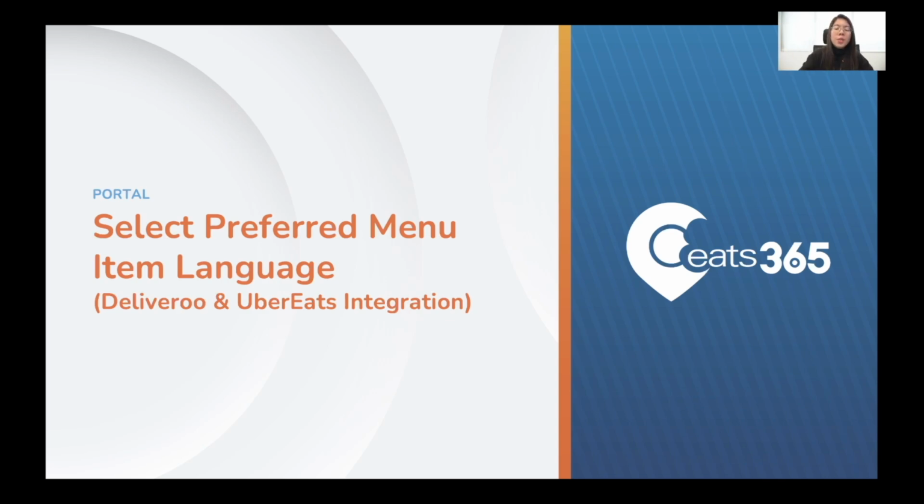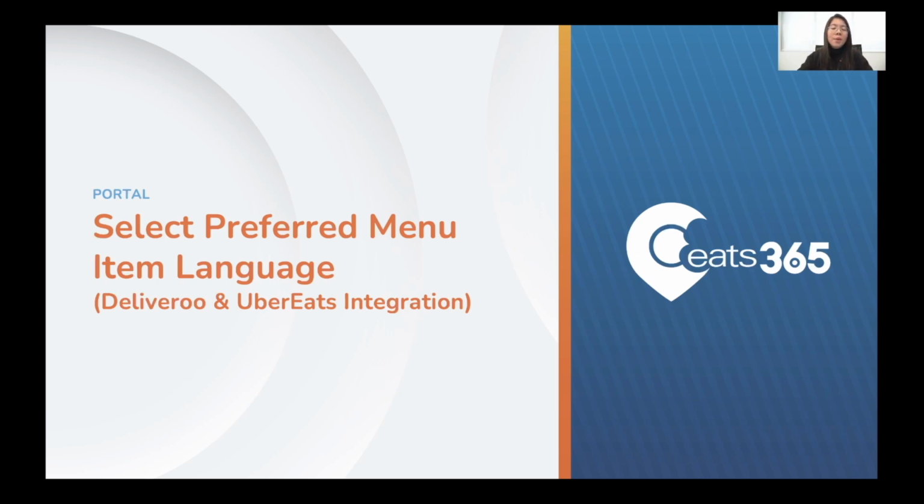Previously, if you were using Eats365 along with UberEats or Deliveroo integration, even though you might have added an additional language besides the default language on Eats365, the menu item name would only be displayed in one language on the delivery platforms, which is the default language. For example, if your default language is English and the additional language is Chinese, the menu item names would only appear in English on the platform. And now, with our latest update, you can have the additional language to be displayed as well.